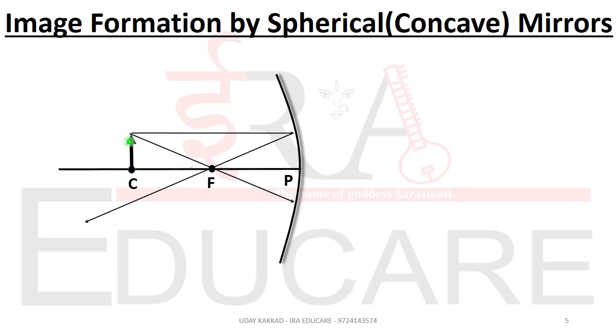You know that if a ray is parallel to the principal axis, then its reflected ray will pass through the focus. Then if the incident ray is passing through the focus, then it is always parallel to the principal axis. So here it is parallel to the principal axis. You can see that this is the reflected ray, right? So your image is formed here. This is your image.